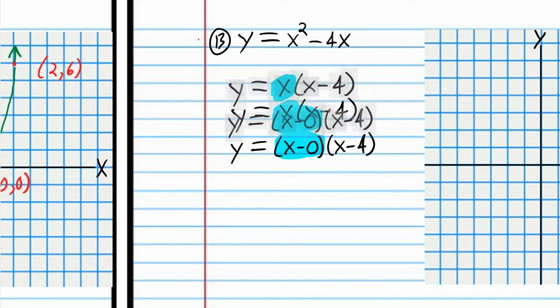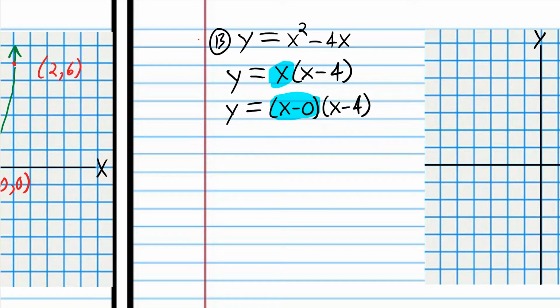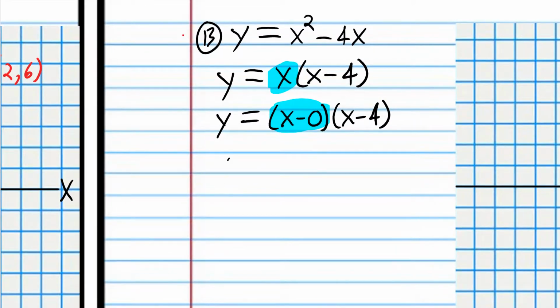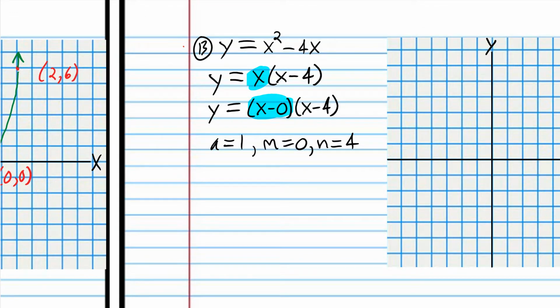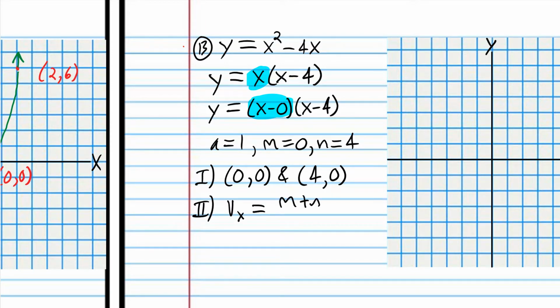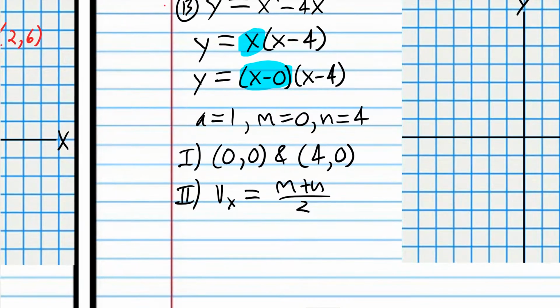So actually, I'm going to keep that. So I'm going to bring this up. So we factored out an x and changed x to x minus 0, and now we have intercept form, and a is equal to 1, and m is equal to 0, and n is equal to 4. Remember, the signs change. So now step 1 is to find the intercepts, and we already have the intercepts. Because we're in intercept form, we can just look at it and see them.